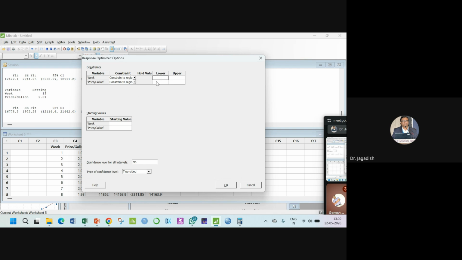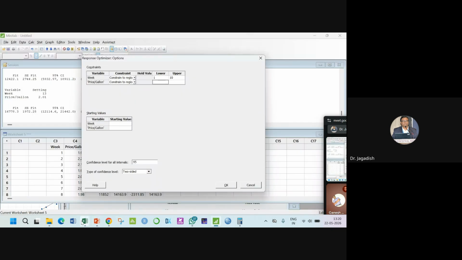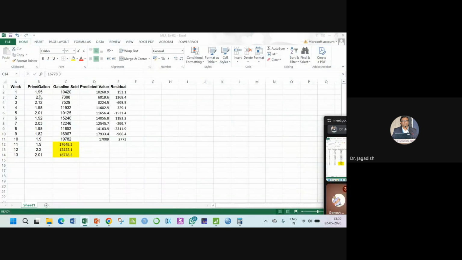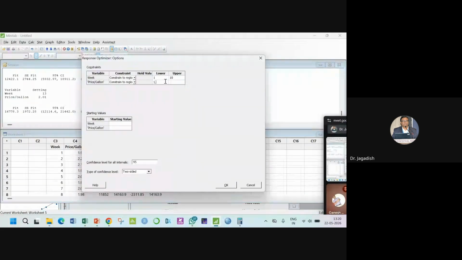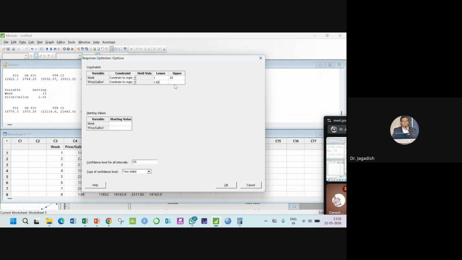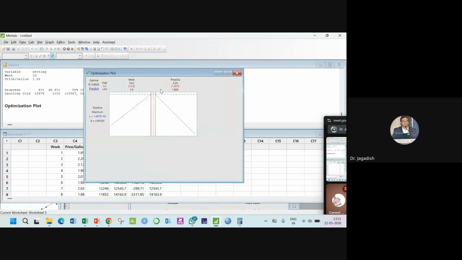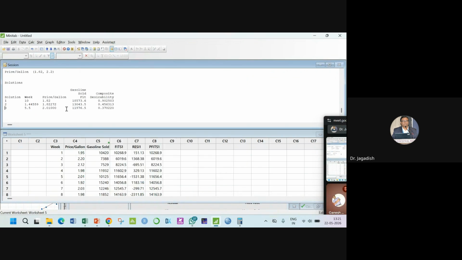The week constraint is lower 1 to upper 10, and for the price, the minimum is 1.82 and the maximum is 2.3. Approximately, it is saying 1.82 and 2.2. Okay, and I want around three solutions. If you give that, it will give the solutions. So three solutions have been given.